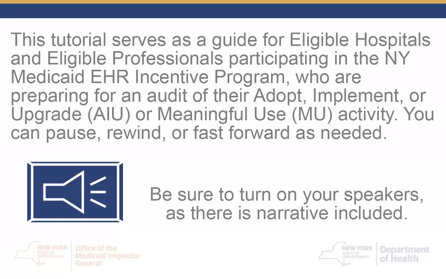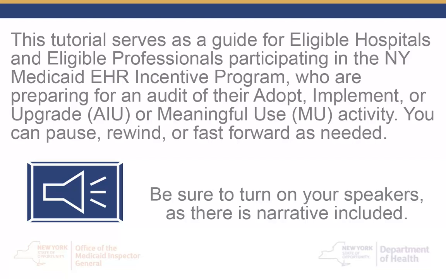This tutorial serves as a guide for eligible hospitals and eligible professionals participating in the New York Medicaid EHR Incentive Program who are preparing for an audit of their Adopt, Implement, or Upgrade (AIU) or Meaningful Use (MU) activity. The intended audience includes providers, designated representatives, office administrators, vendors, and any individuals assisting in the audit process. This tutorial will discuss submitting documentation to the assigned auditor and navigating OMIG's HIPAA-compliant Dropbox, Hightail. You can pause, rewind, and fast forward as needed.